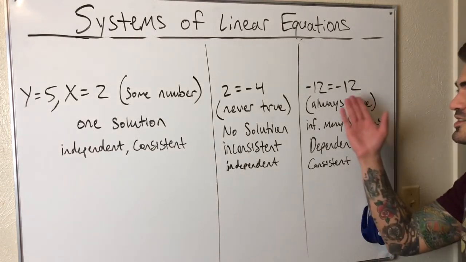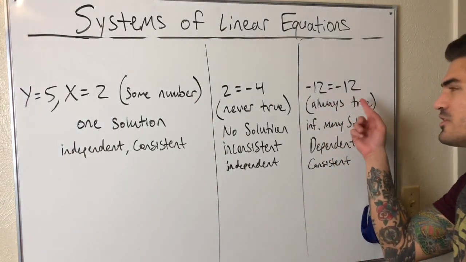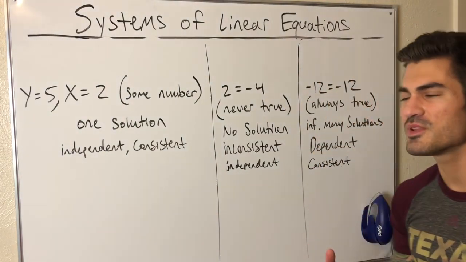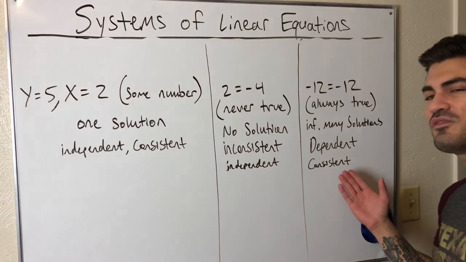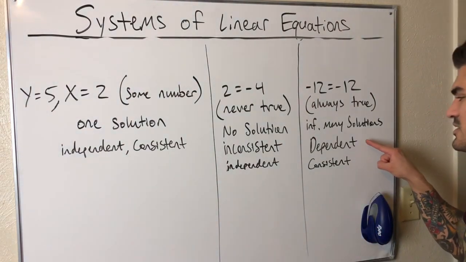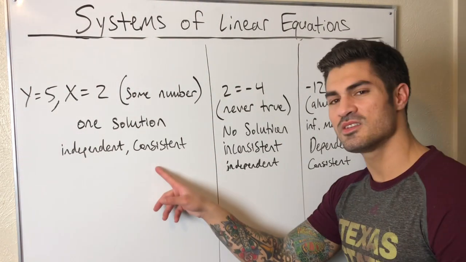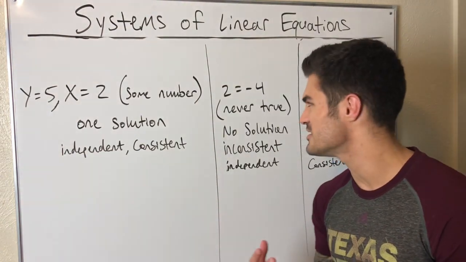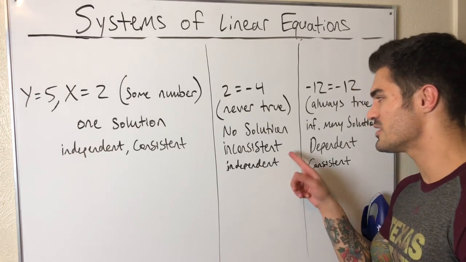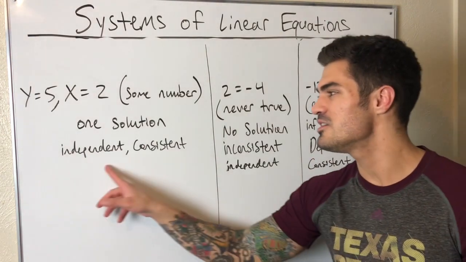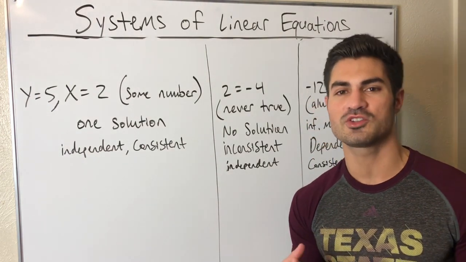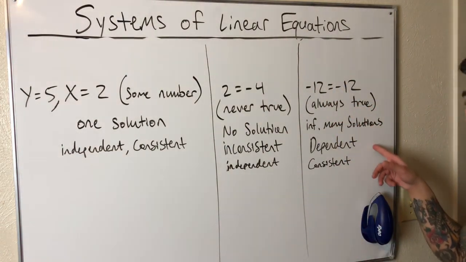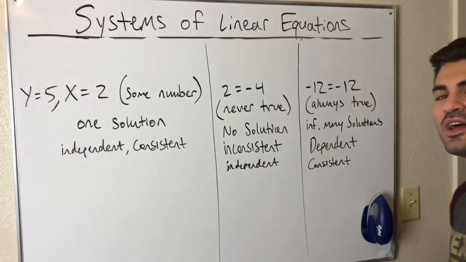Infinitely many solutions, we get something that's always true. -12 equals -12, that's always true. 10 equals 10, 5 equals 5. If we're left with something that's always true, we say it has infinitely many solutions, and we also say dependent and consistent. Consistent just means there's at least one solution. So the only case that's not consistent is where there's no solution. That's why we call it inconsistent. And independent just means they don't share all solutions. So the only case that's not independent is infinitely many solutions, and that's why we call that dependent.